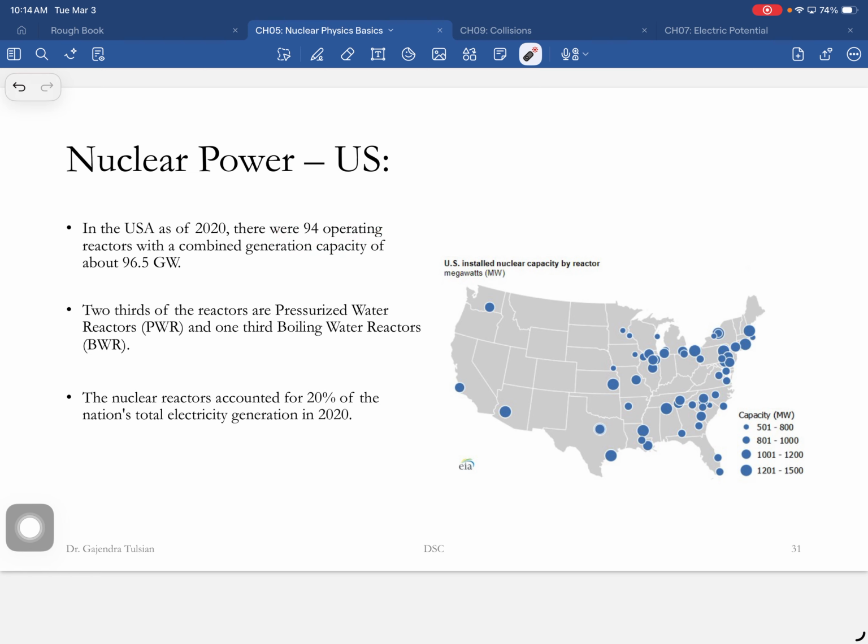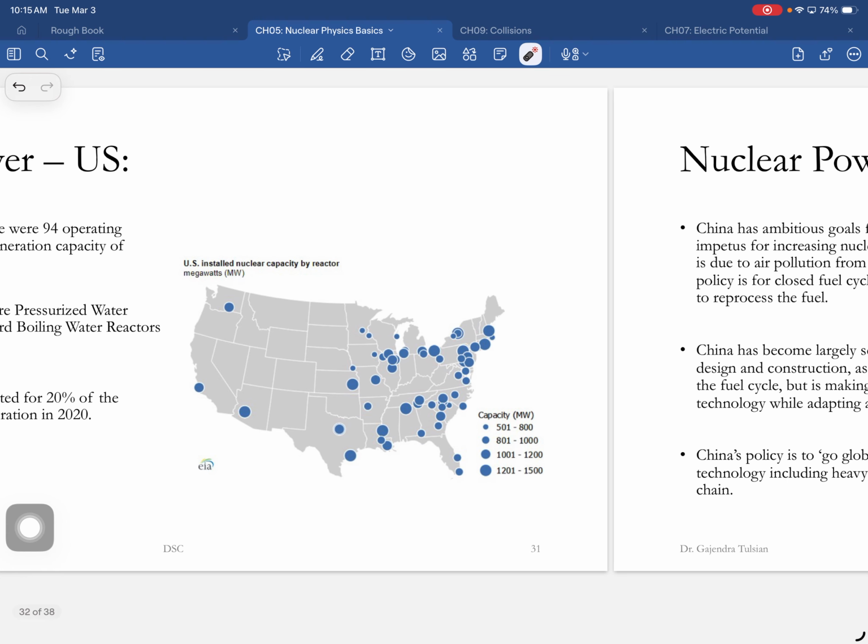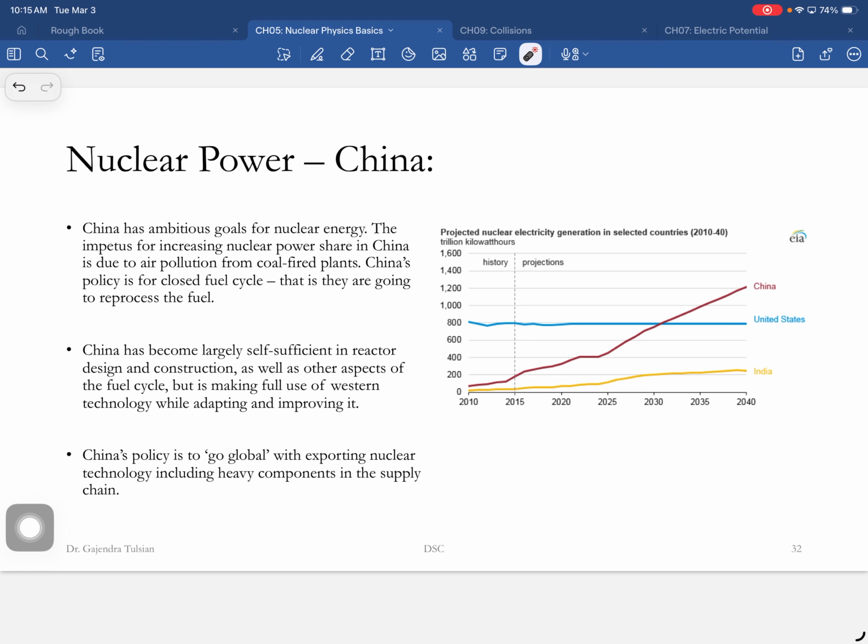China has become largely self-sufficient in reactor design and construction, as well as other aspects of fuel cycles. China's policy is to go global with exporting nuclear technology. China's policy is a closed fuel cycle. What does that mean, you think? They're just going to cycle. Remember, even a spent fuel rod has only 50% of the uranium-235 used. So they'll reprocess that and then use that. France does that.